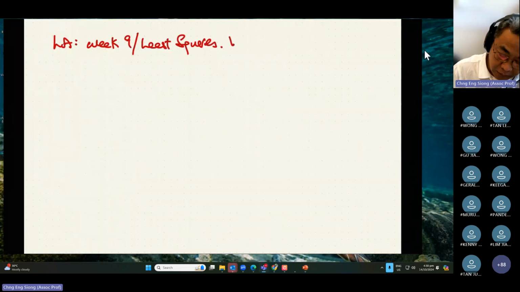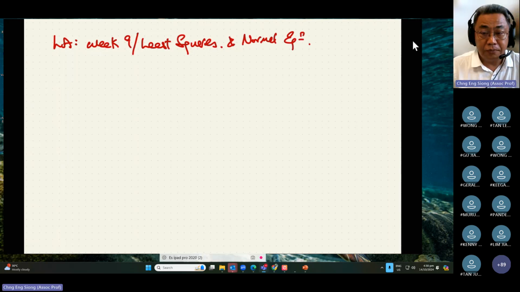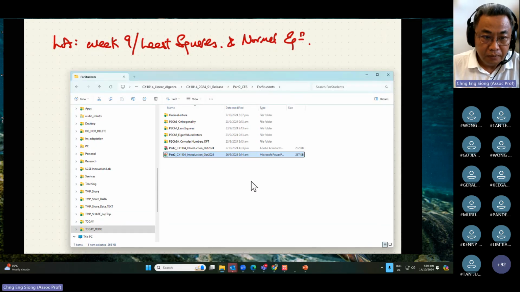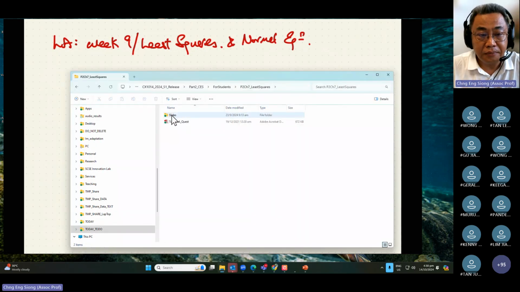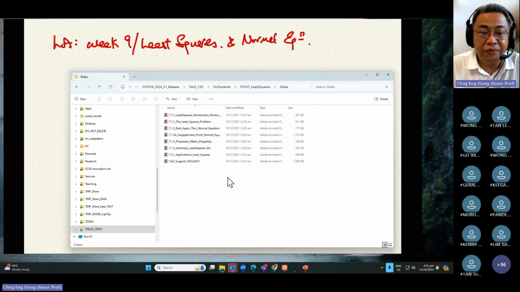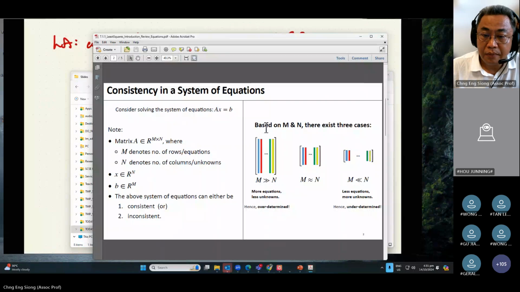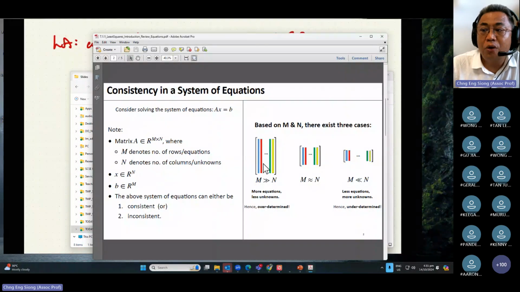So least squares and normal equations. Now, let's see the lecture notes. In least squares, the number of slides are relatively few. There's only 7.1.1 until 7.2.1. So the problem that we are going to see very quickly is this problem. We're going to have a matrix that is tall, m rows is greater than n columns. And typically, this is the problem in machine learning.